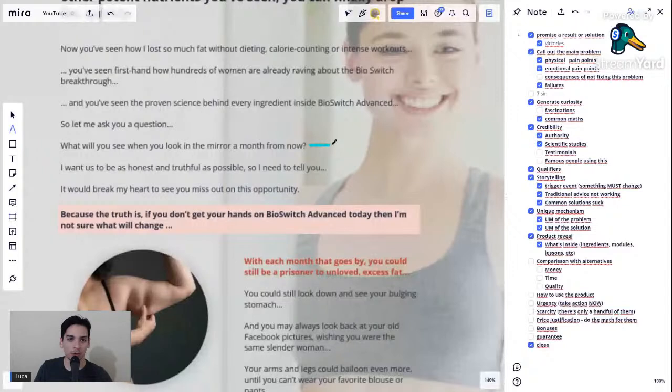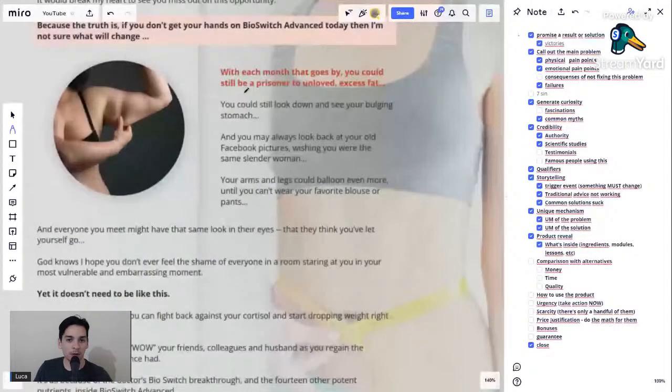I want us to be as honest and truthful as possible. So I need to tell you, it will break my heart to see you miss out on this opportunity, because the truth is, if you don't get your hands on BioSwitch Advanced today, then I'm not sure what would change. With each month that goes by, you could still be a prisoner to unlocked excess fat. So this is basically the consequences of not fixing this problem. Maybe I should put it here in the closing paragraph. And it's detailing the consequences of not fixing this right now.